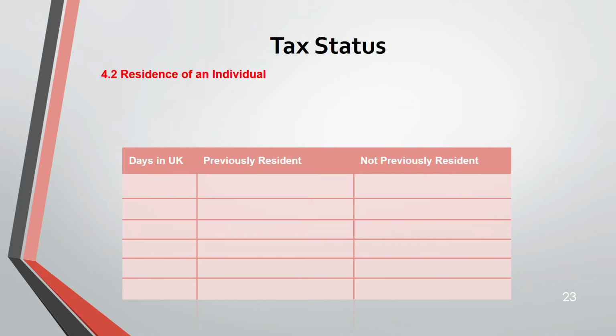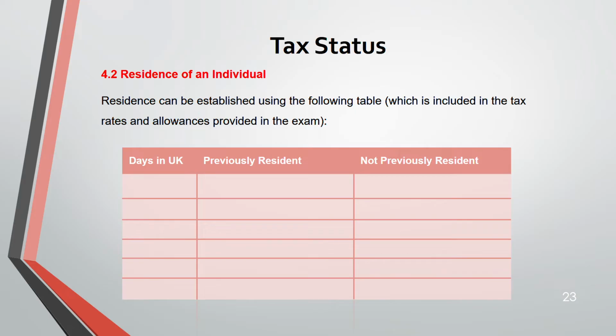So this table will help you. This table in fact is given to you in the exam. It's provided in your formula sheet, in your tax rates and allowances. The good thing is that some tax rates and allowances are given in your exam, so you don't have to memorize them. But just understand how it came about. Understanding is the key, then you can solve the question. We have a question on this that we are going to solve.